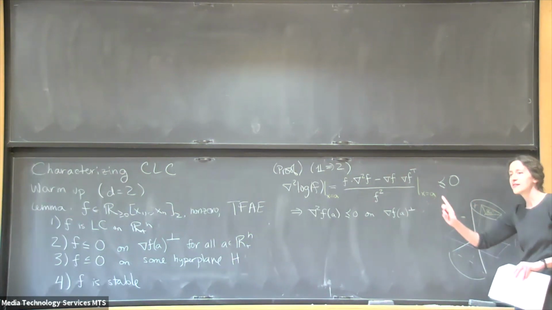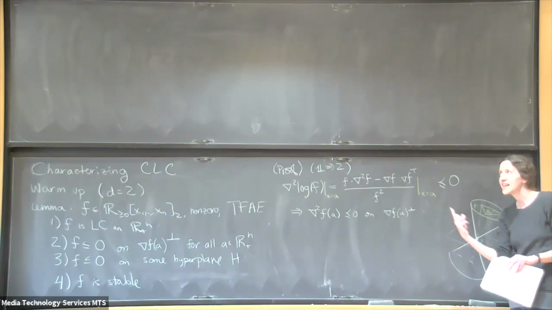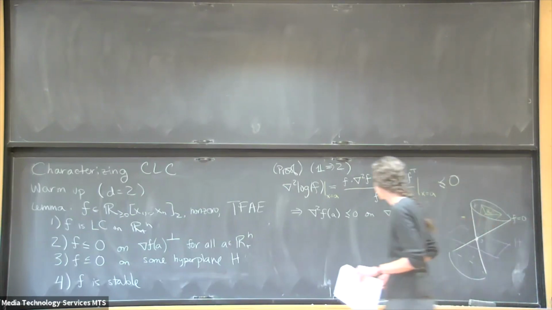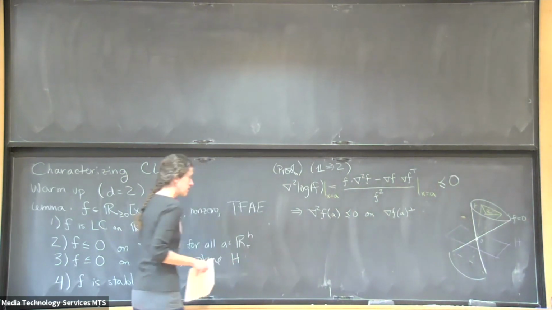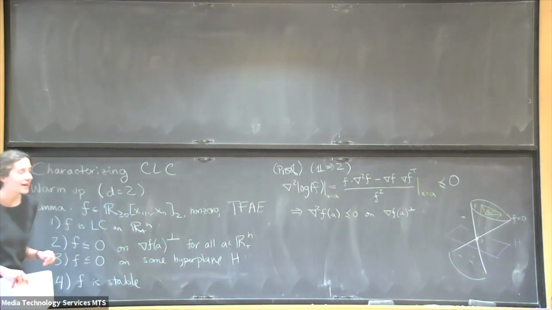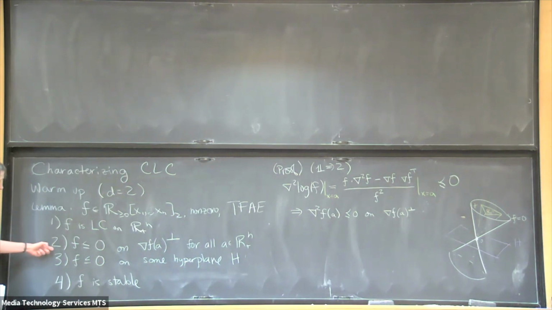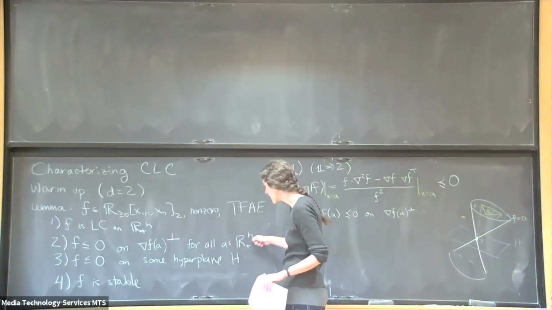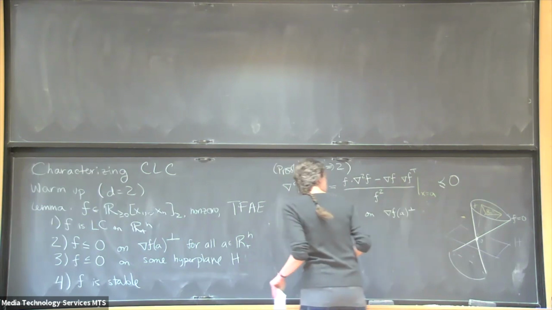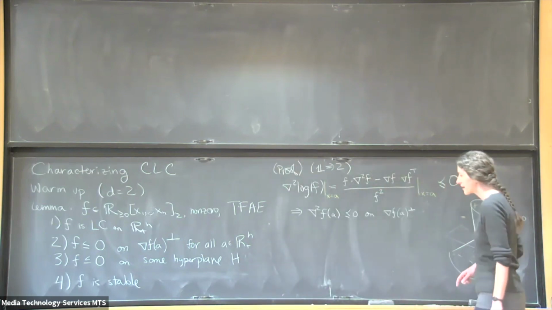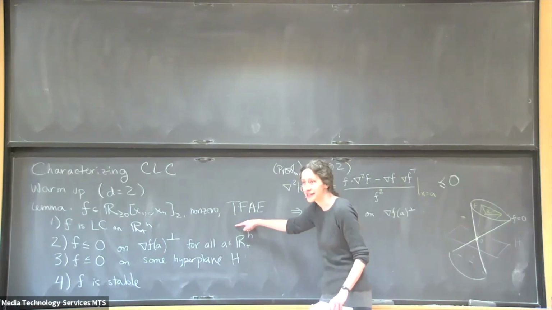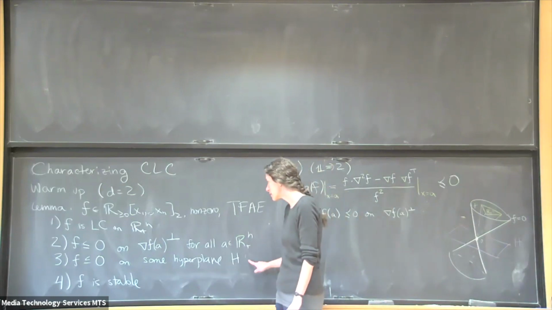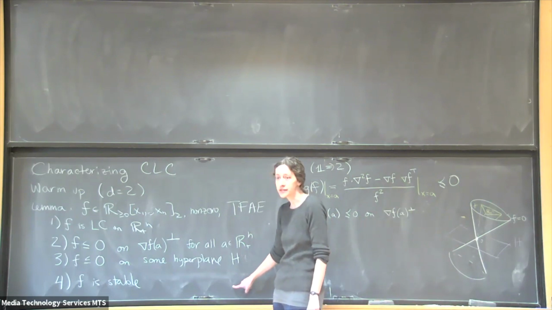Right, in the same direction. Yeah. And then, okay, so if you're negative on some hyperplane, then certainly you're negative on some hyperplane. And then this implication is one we've already seen. And so the only other implication is that knowing that you're negative on some hyperplane is enough to show that you're stable.